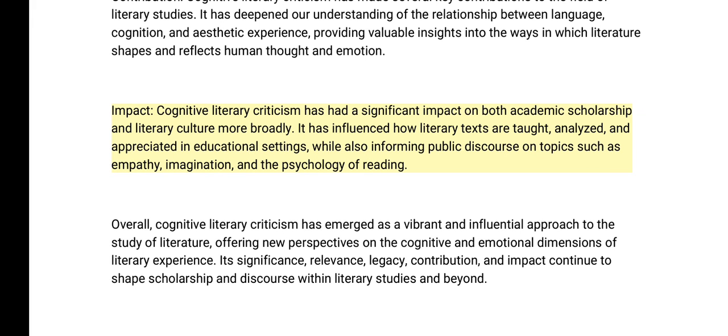Impact. Cognitive literary criticism has had a significant impact on both academic scholarship and literary culture more broadly. It has influenced how literary texts are taught, analyzed, and appreciated in educational settings, while also informing public discourse on topics such as empathy, imagination, and the psychology of reading.